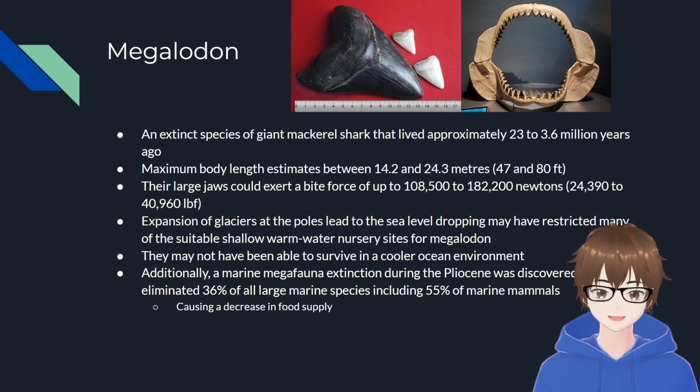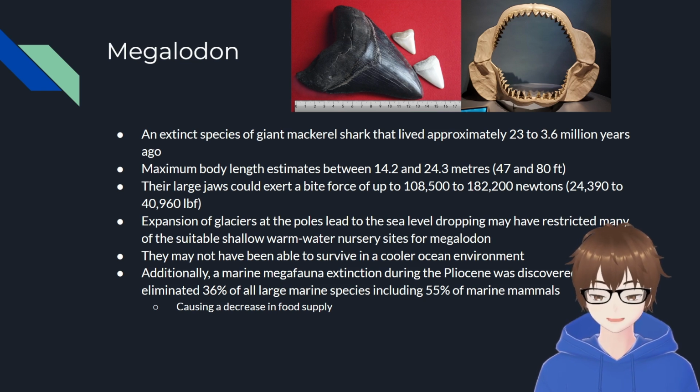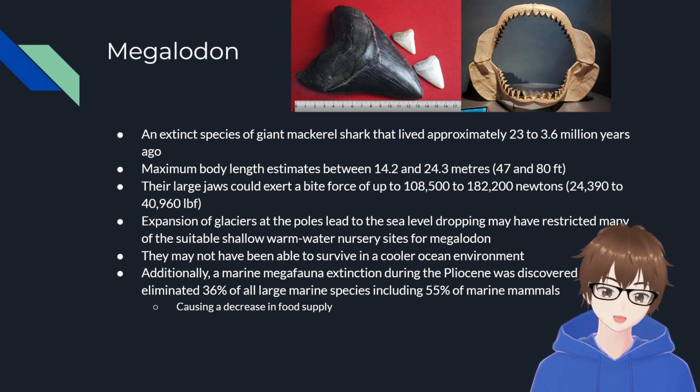So, since we've gone over all of the living sharks, we should probably go over the big bad one himself, the megalodon. The one extinct species of giant mackerel shark that lived approximately 23 to 3.6 million years ago. Their maximum body length is estimated to be between 14.2 to 24.3 meters. So that's a gigantic 47 to 80 feet long.